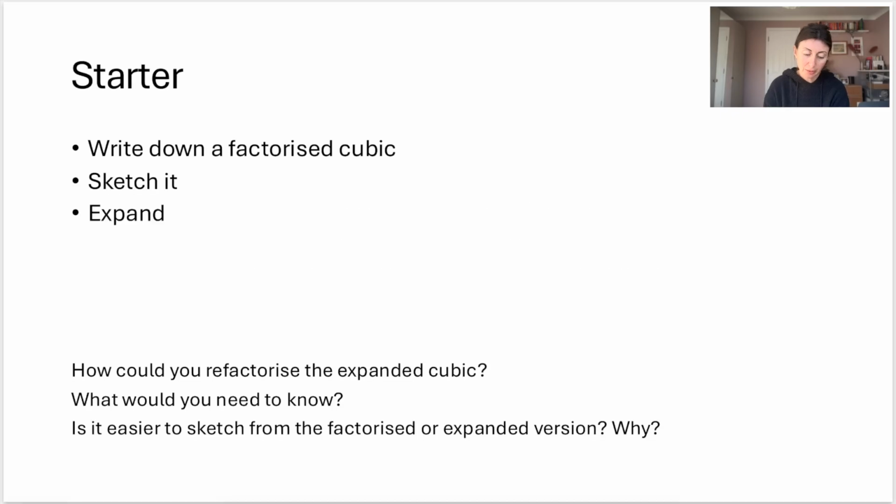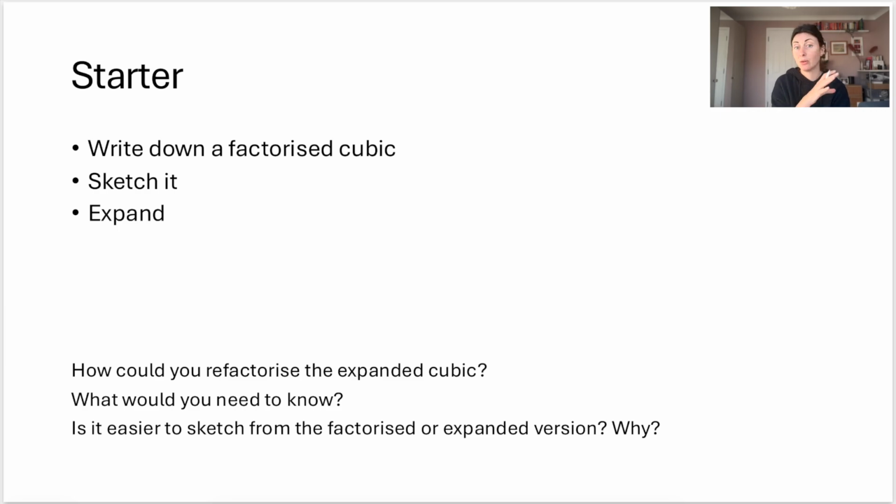So to begin with, a starter suggestion might be to get your students to write down a factorised cubic. You can be quite loose with this. They can have as many individual roots as they want. They could have double roots, but we're just looking for up to 3 brackets. Then they can sketch it using the knowledge of what the roots are and the shape of the curve, and then they could expand it.